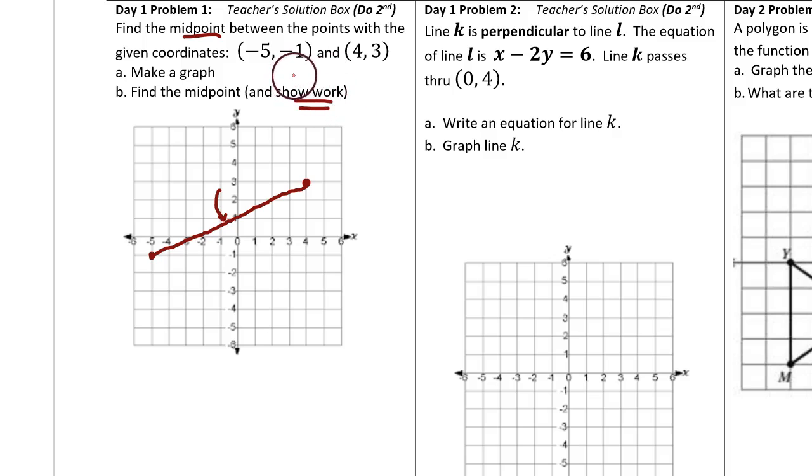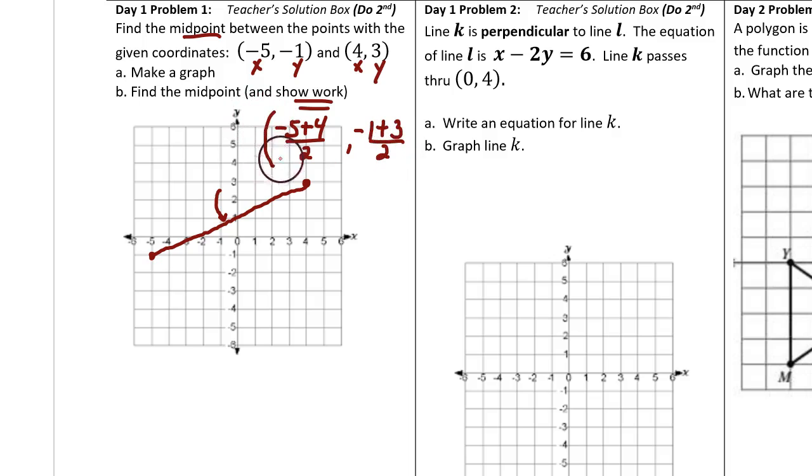When you use algebra to find the middle between numbers, you are averaging the numbers. Start by averaging the two x coordinates. We want to find the exact middle between -5 and 4. So you add them together and divide by 2. Then let's average the y coordinates. We want to find the middle between a -1 and a +3. You can add them together and divide by 2 in order to do that.